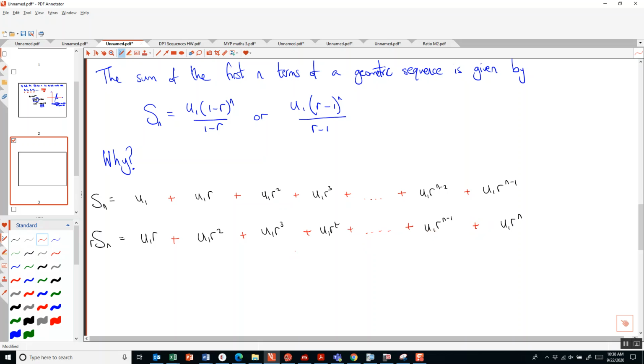Wait, why is it n minus 2 and then n minus 1? Because this is my second last term, and this is my last term. And you remember my nth term for a geometric sequence is u1 r to the n minus 1.